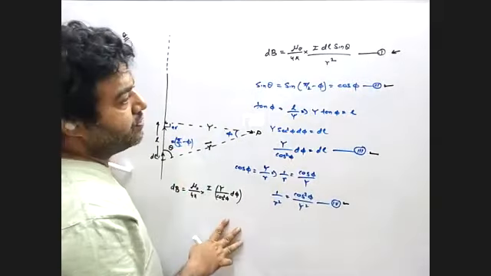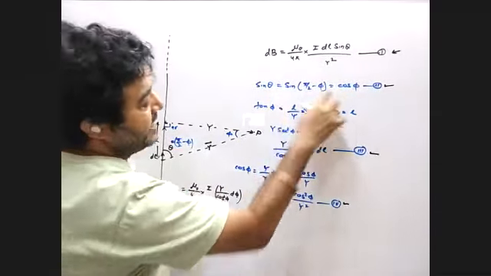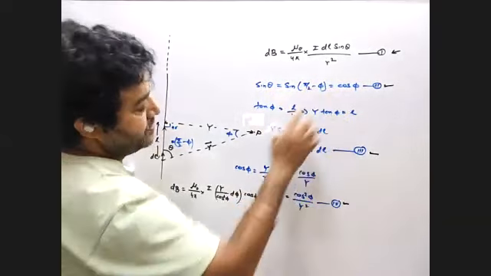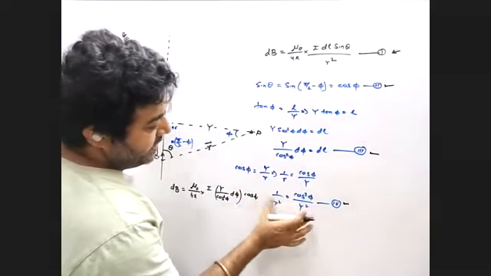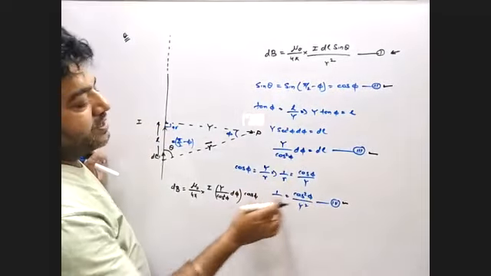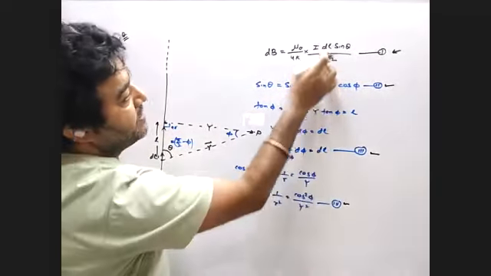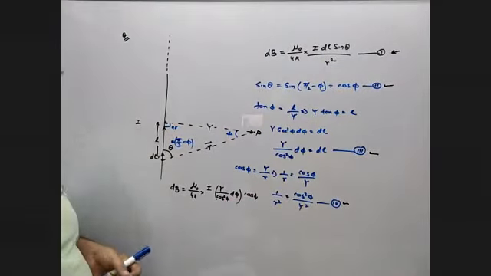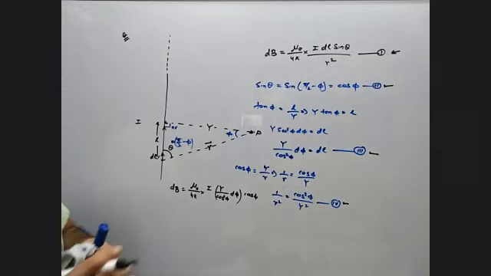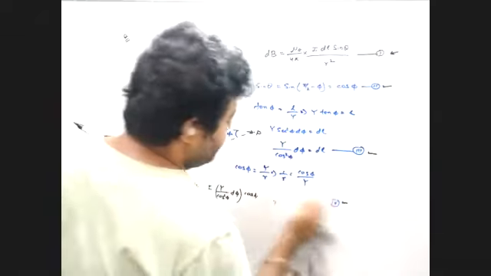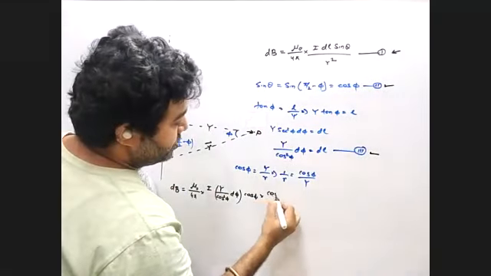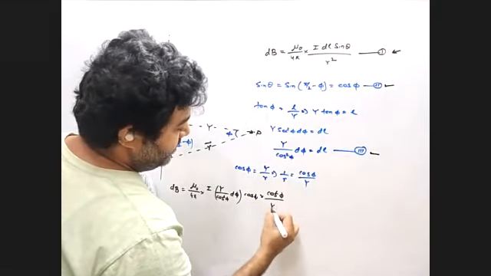So now sin theta we can write as cos phi, and 1 by r square we can write as cos square phi by y square. Yes or no? Yes, sir. So 1 by r square is cos square phi by y square.